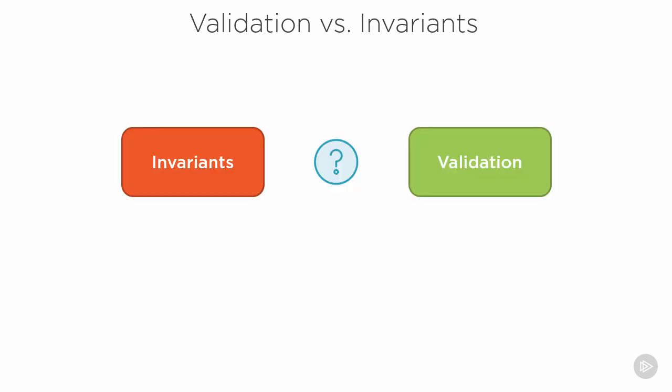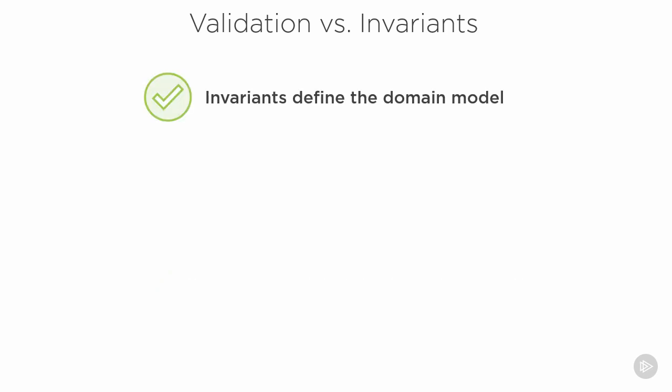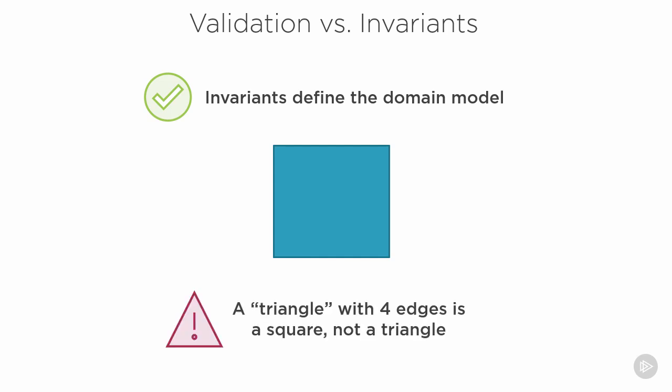So what's the difference between validation rules and invariants? There is a misconception here that I'd like to debunk. People often view input validation and invariants as different concepts. This is not correct. In fact, these two notions are exactly the same. Let me explain why. Invariants are something that defines your domain model. If you create a triangle with 4 edges, you wouldn't call this figure a 4-edged triangle. That so-called triangle would simply cease being the thing you expect it to be. It would become a square instead.